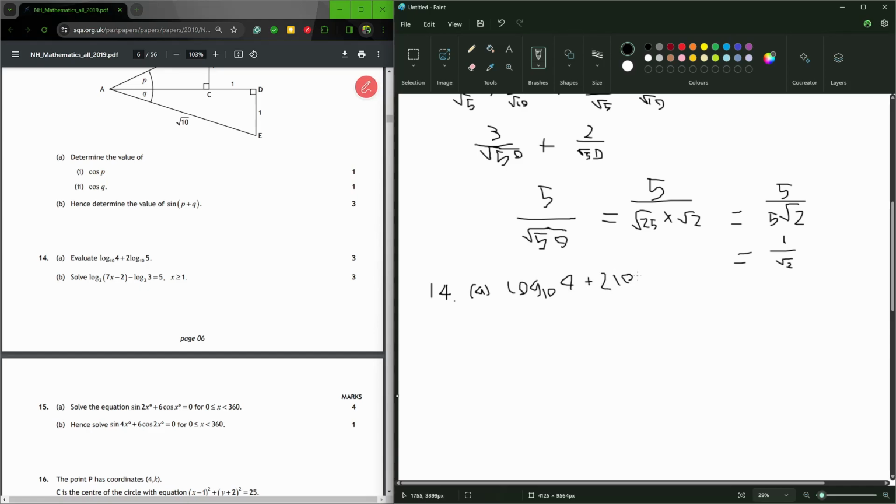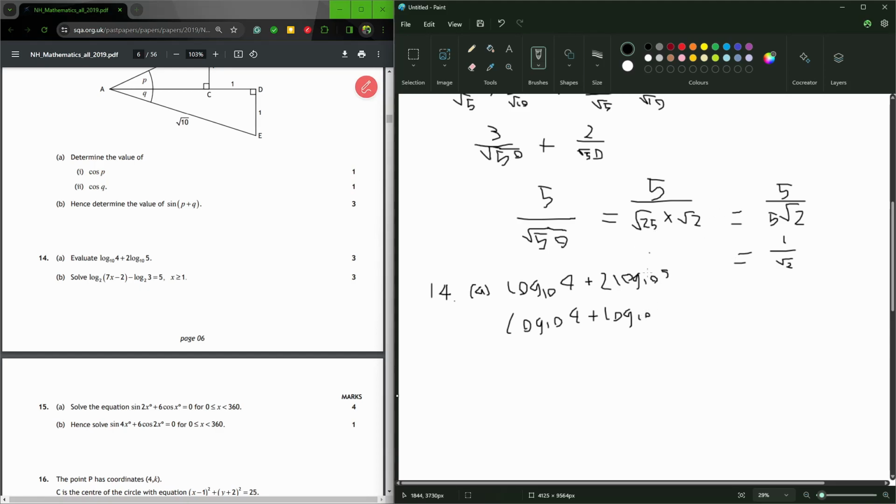Yeah, I do. Some people do get a bit scared of logs, but there's only a couple of rules you need to remember. First thing is, I don't write random stuff on the end of my log terms. I'm going to move this 2 over here. How do I do that? I'm going to make it into a power. It's log base 10 of 4 plus log base 10 of 5 to the power of 2.